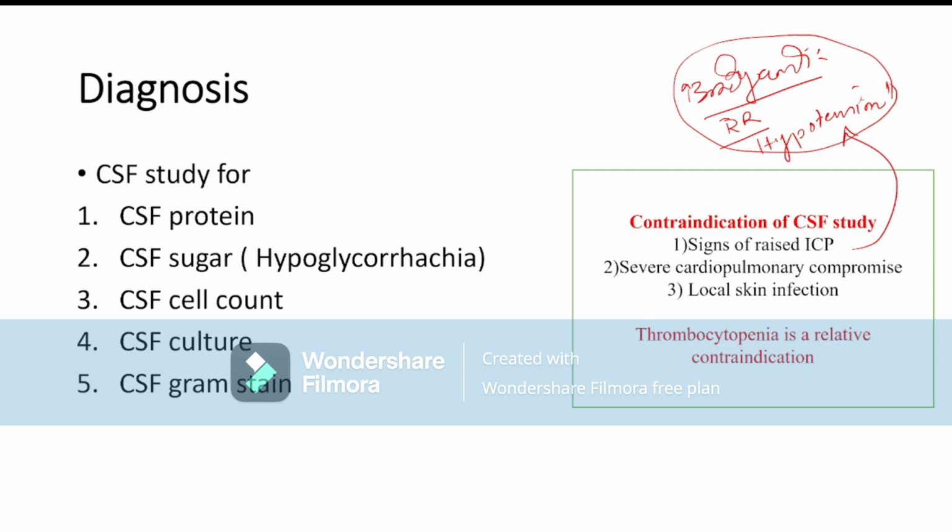Second, the child is suffering from severe cardiopulmonary compromise. If the child has severe cardiopulmonary compromise, then we do not do the CSF study. And third, there is a local infection in the lumbar region. If a local infection is present where we have to do the CSF study, then we cannot do it. So these are the three absolute contraindications of CSF study. Now, thrombocytopenia is a relative contraindication. That means if the platelet count is less than 20,000, we do not do the CSF study.